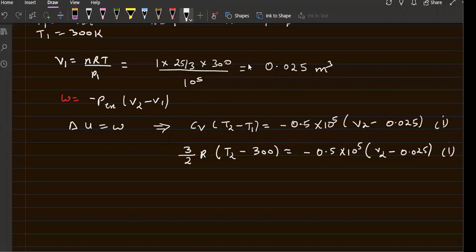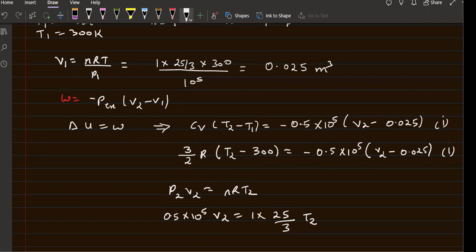What about the second equation? So we know that P2 V2 is equal to nRT2. Yes or no? So we have two equations, two variables, because P2 we know, P2 is 0.5 into 10 power 5. V2 we don't know. n is 1, we know. R is 25 by 3. T2 we don't know. So this is equation 1, this is equation 2. Can you solve this linear equation in two variables?